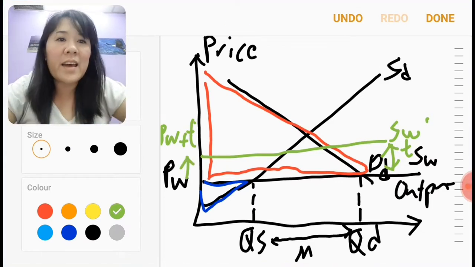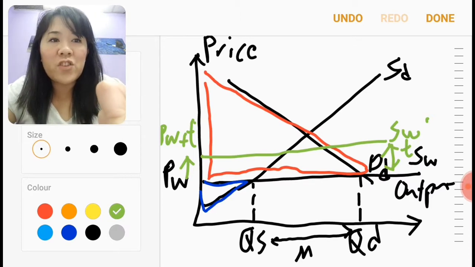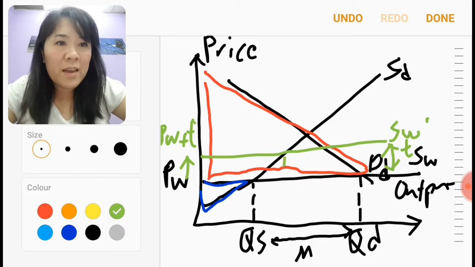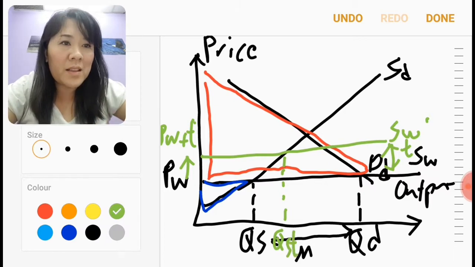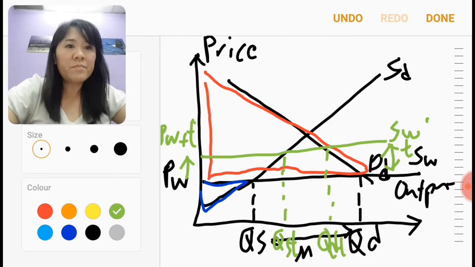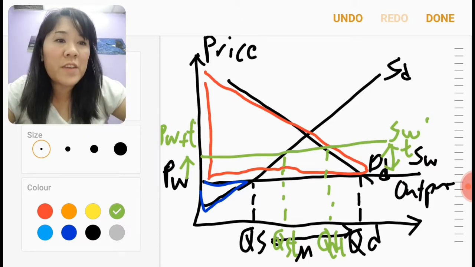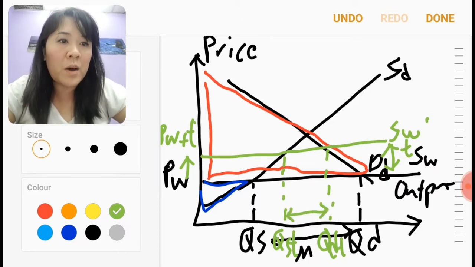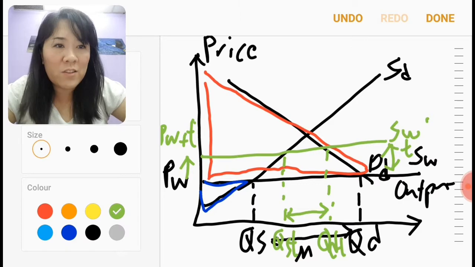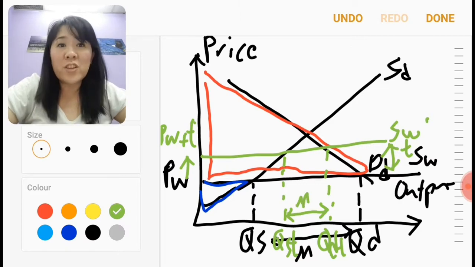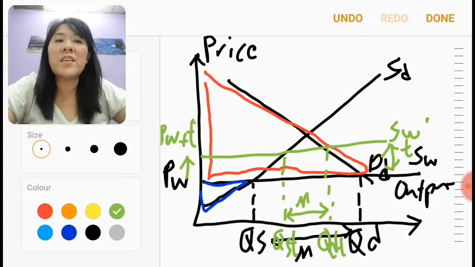At this new price PW plus T, the effect is an increase in quantity supplied by the domestic producers to QST, whereas the quantity demanded by the consumers would be QDT. This shows that the amount of imports has decreased from M, which is QSQD, to QSTQDT. So this M over here in green is the new imports following the tariffs on imports.